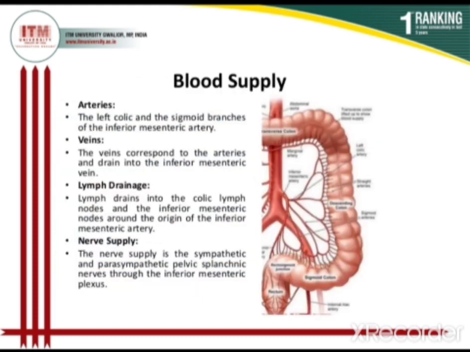Now the blood supply of the descending colon: the arteries are the left colic and the sigmoid branches of the inferior mesenteric artery. The veins correspond to the arteries and drain into the inferior mesenteric vein. Lymph drains into the colic lymph nodes and the inferior mesenteric nodes around the origin of the inferior mesenteric artery. Nerve supply is the sympathetic and parasympathetic pelvic splanchnic nerves through the inferior mesenteric plexus. So these are the arterial supply, venous drainage, lymph drainage, and nerve supply.